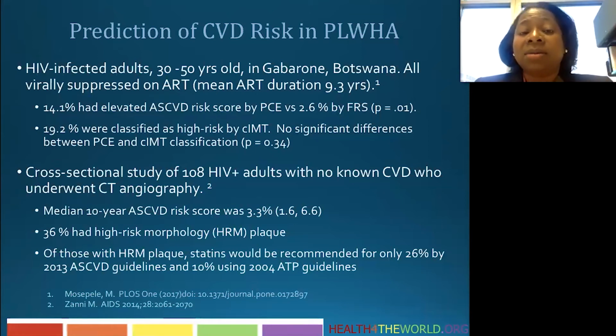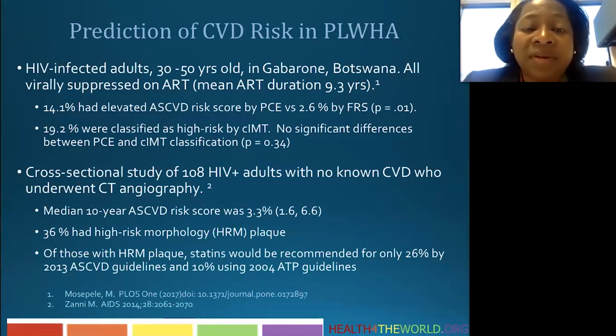When they looked at carotid intima-media thickness as a surrogate marker for atherosclerosis, they found that 19% were classified as high risk by IMT, and that the pooled cohort equation and IMT classification was similar. So the pooled cohort equation performed better in these participants when comparing it to IMT. Now, the caution with that is that IMT is not the same thing as having had an MI. It is a subclinical marker, and how we interpret subclinical markers is something about which there is some variability.